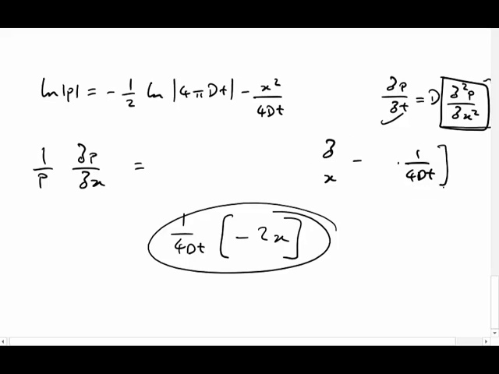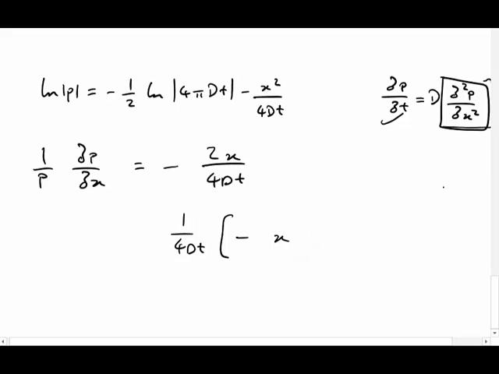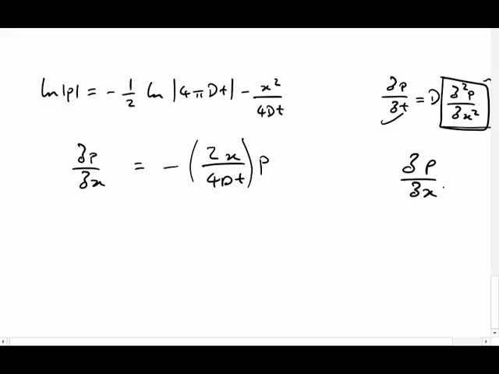So if I multiply minus 2x by that thing now, what am I left with? I'll be left with minus 2x over 4 dt. Minus 4x over 4 dt. Okay, and remember I want dp by dx, because then I can differentiate that thing again. So at the moment this is 1 over p times dp by dx. It's easy enough. Just multiply through by p. So I've got this multiplied by p. Okay, so this is what I've got here.